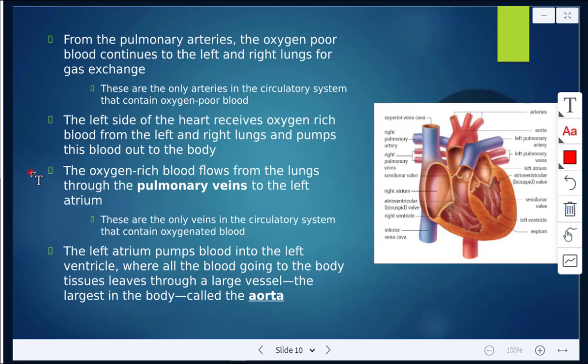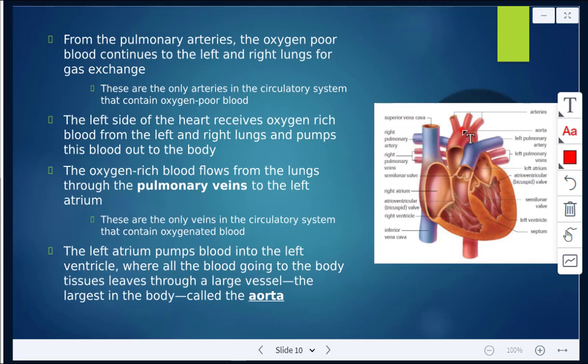So like I said, the oxygen-rich blood now will flow from the lungs through the pulmonary veins to the left atrium. And these are the only veins in the circulatory system that contain oxygenated blood, or oxygen-rich blood. The left atrium will pump blood into the left ventricle, right here, and then all the blood going to the body will leave through this large vessel called the aorta.